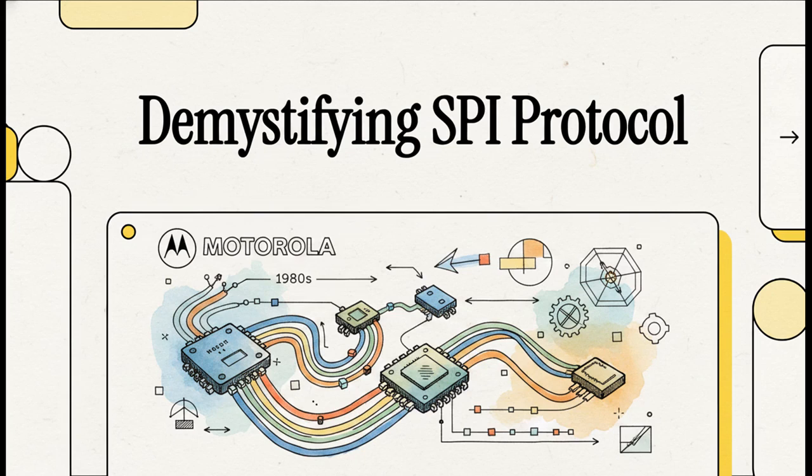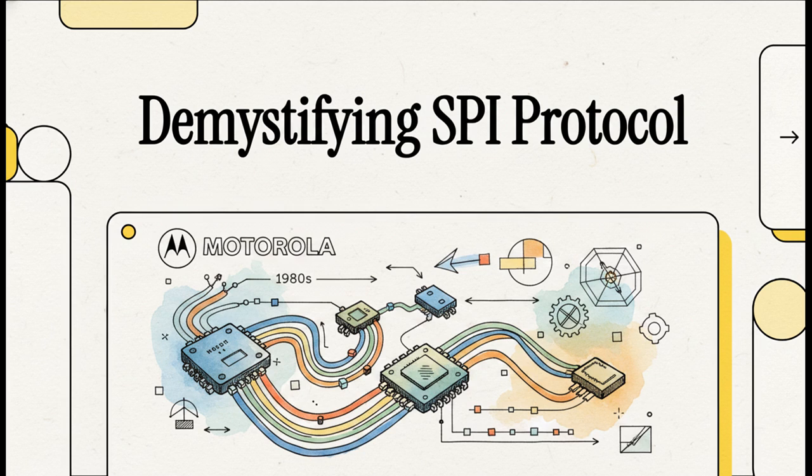If you've ever tinkered around with a microcontroller, wired up a new sensor, or even just prepped for a hardware engineering interview, I can practically guarantee you've crossed paths with the Serial Peripheral Interface. A lot of people just call it SPI. It's an absolute powerhouse of a protocol that Motorola actually developed way back in the 1980s. So today, we're going to completely demystify it.